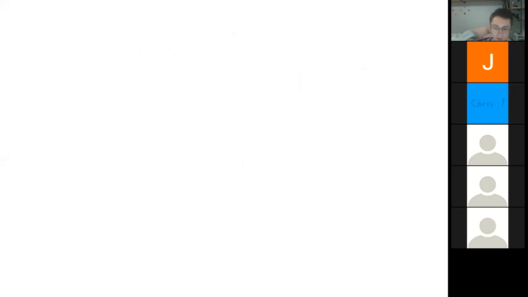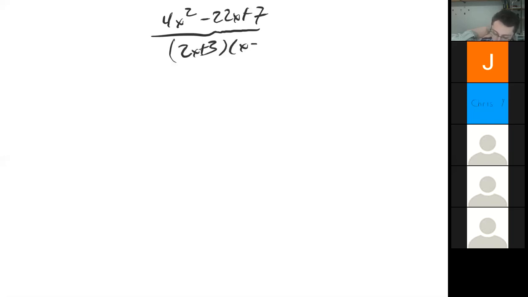And for this problem, the only thing that I have to say about fraction decomposition is you have to be able to choose the denominators properly. So for instance, in this case, you have something that looks like 4x squared minus 22x plus 7 over 2x plus 3, x minus 2 squared.